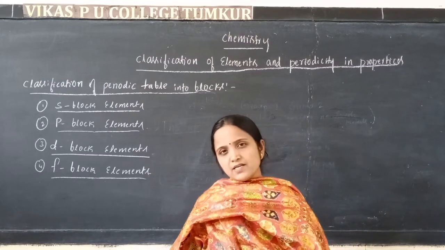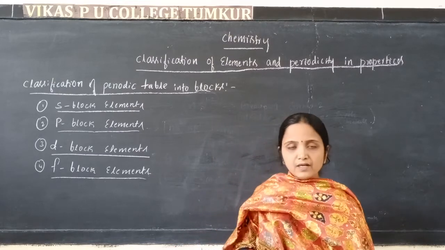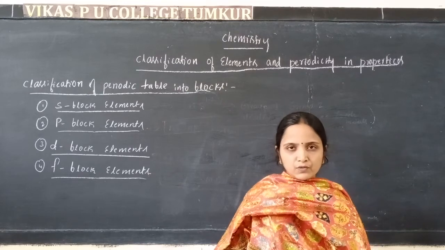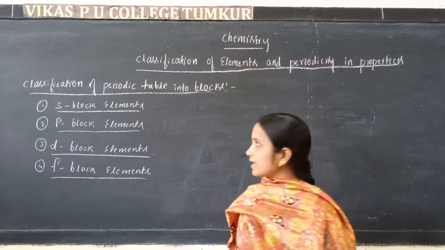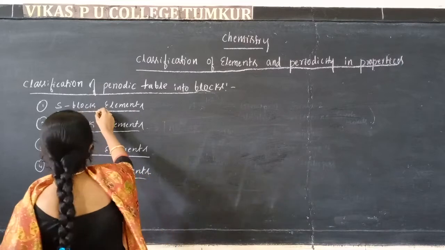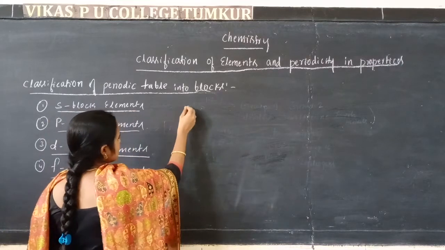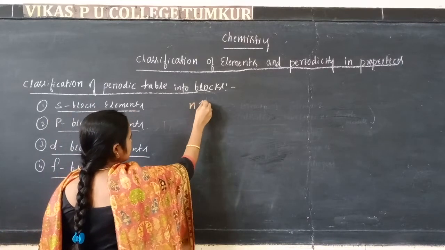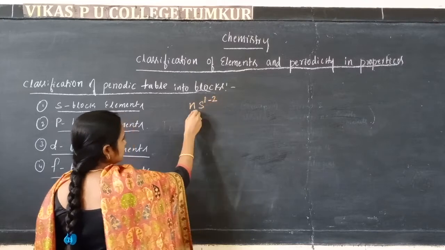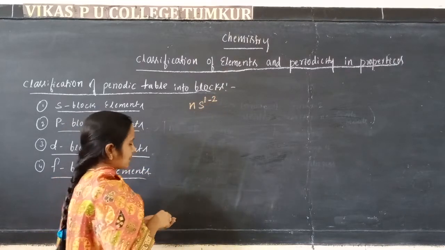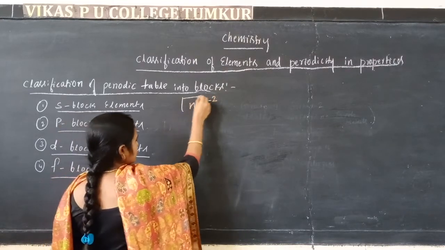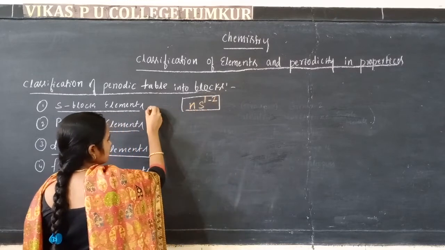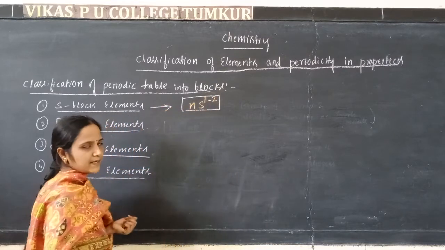In these S block elements, the general outer electronic configuration is ns1-2. This is the outer electronic configuration of the S block elements.